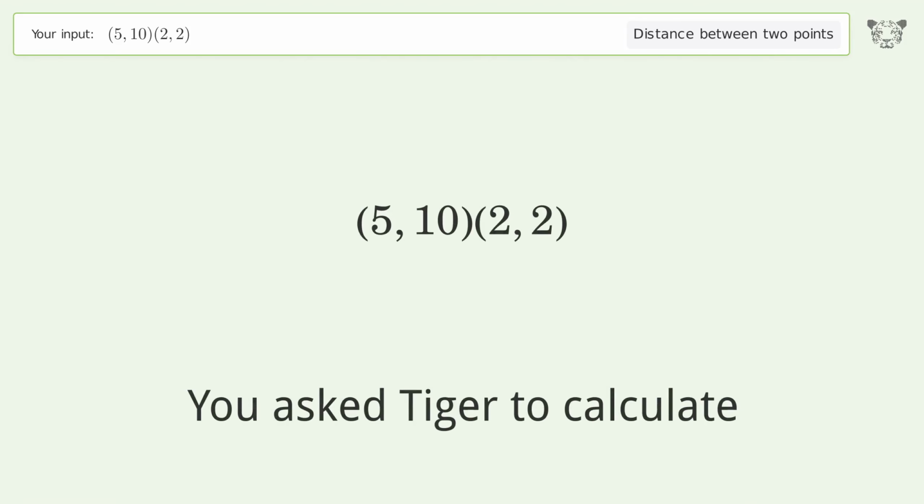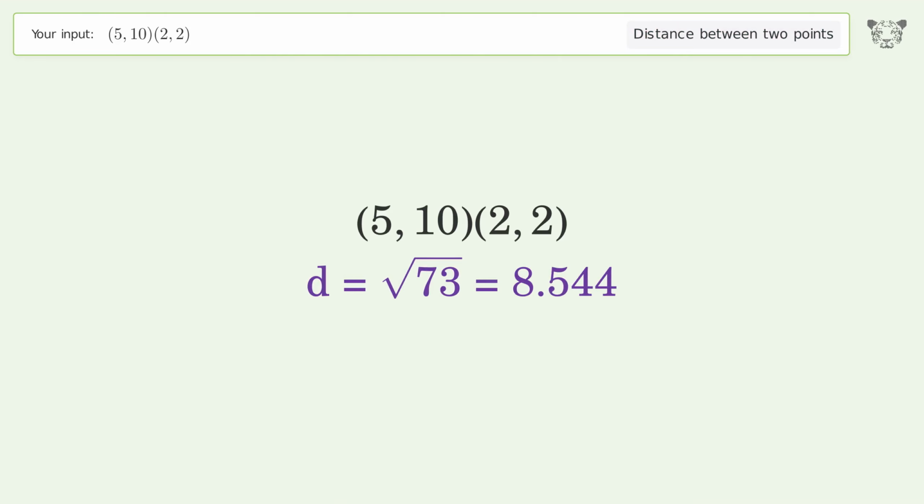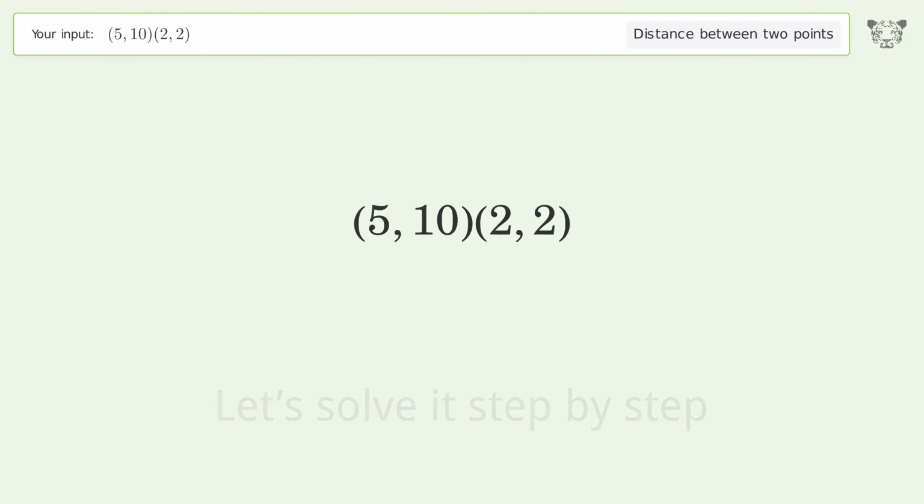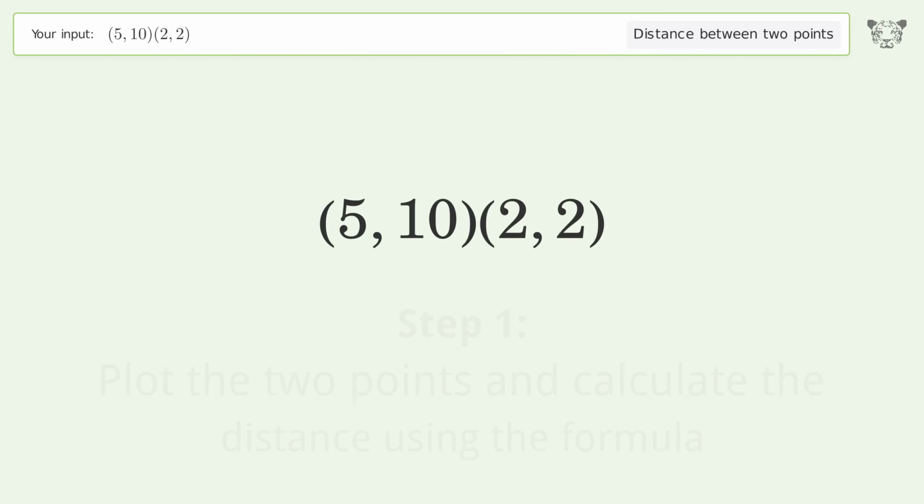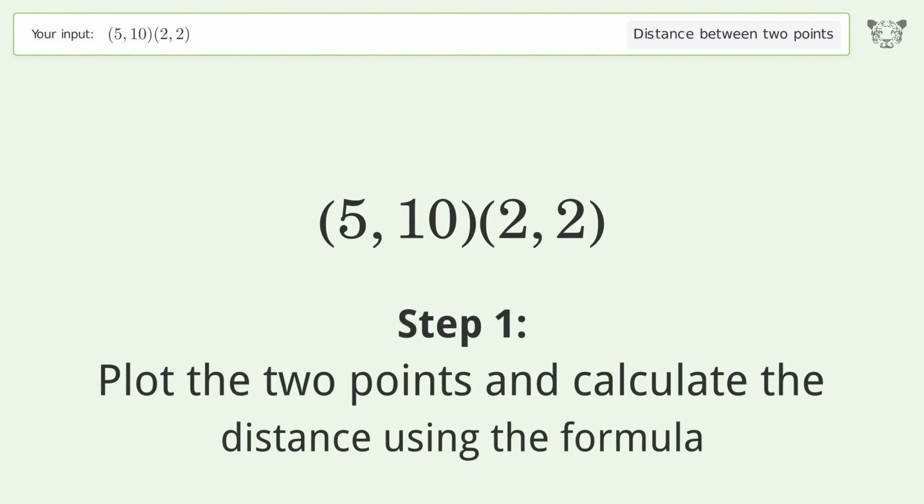You ask to calculate the distance between 2 points. The distance between the 2 points is the square root of 73, or 8.544. Let's solve it step by step. Plot the 2 points and calculate the distance using the formula.